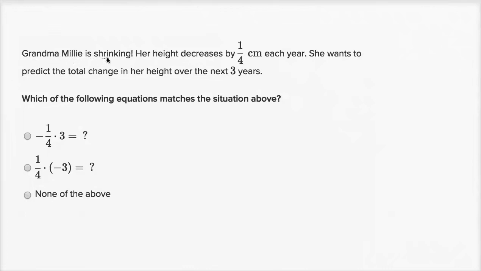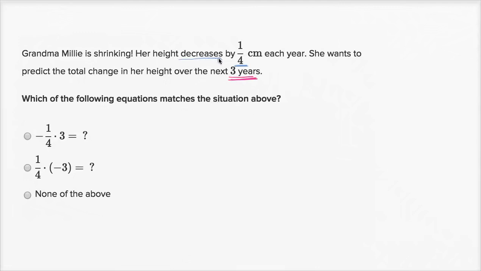Grandma Millie is shrinking. Her height decreases by a quarter centimeter each year. She wants to predict the total change in her height over the next 3 years. Which of the following equations matches the situation above?